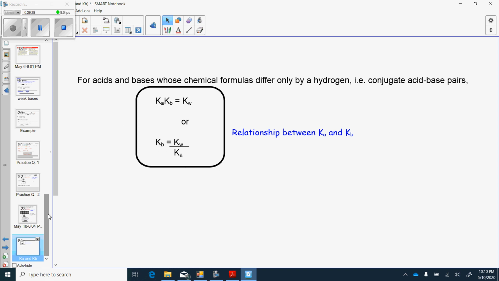The formulas you want to remember are your Ka, your Kb, and your percent ionization, and also your pH and pOH formulas. That's what's going to help you out in this unit.